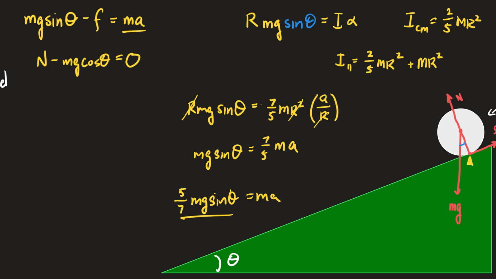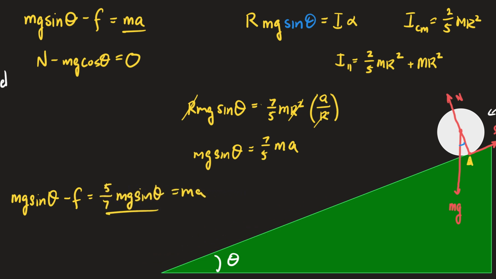I know I'm going a little fast, but I think we'd want to see a conclusion. So I'm going to go ahead and do the substitution here, and we're going to get mg sine theta minus friction equals 5/7 mg sine theta.